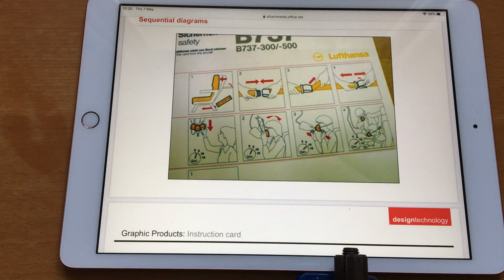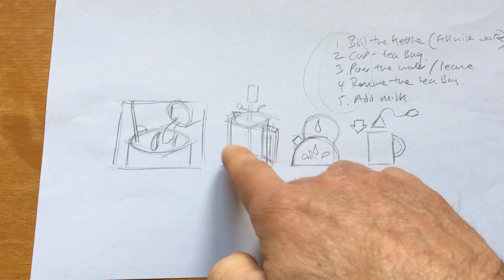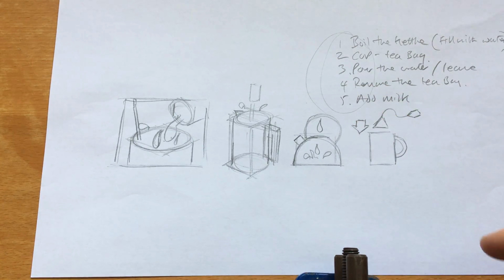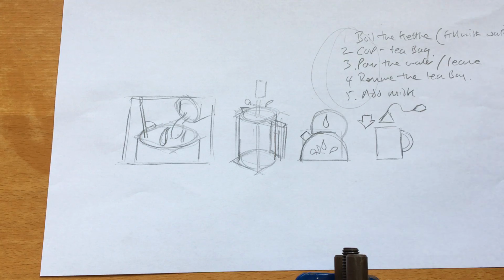So we picked a particular task. I did how to make a cup of tea. The first stage was to plan out the 5 stages, which we did here. And then we had a go at illustrating what those 5 stages could be. And once we decided upon those, we got a clear idea of what these sequential diagrams could look like.